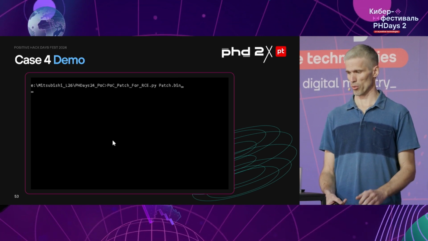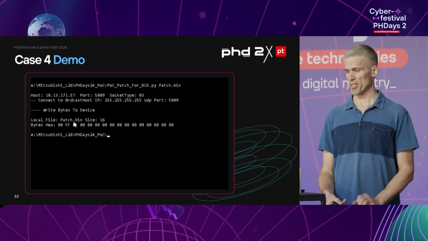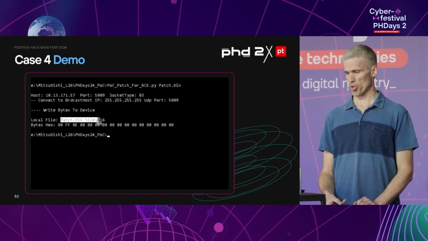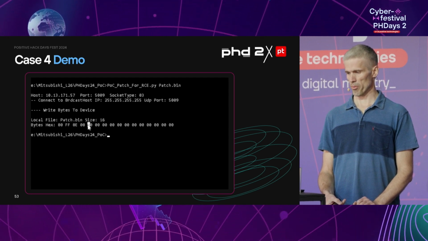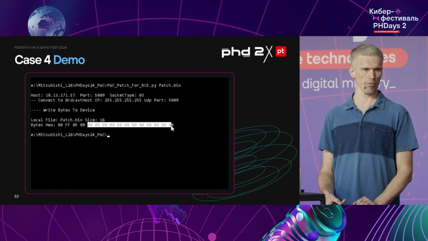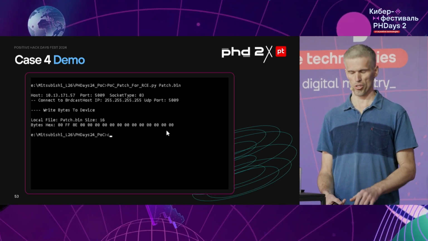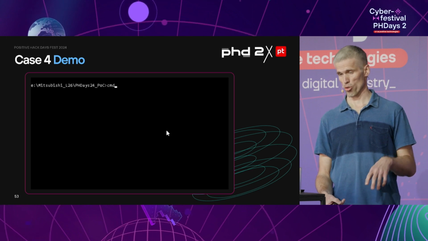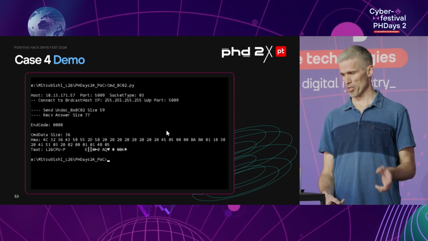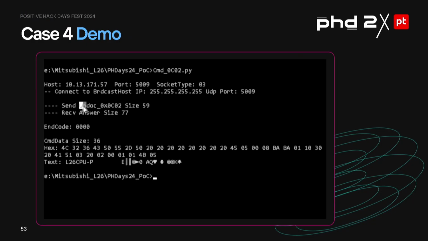Now let's patch the code, execute the vulnerability. So we patch the 16 bytes from this file, and these are the zeros that we saw before, and I told you to remember them. This is what we're going to patch, and we get an undocumented error. The code are all zeros, and this is the name of the CPU.